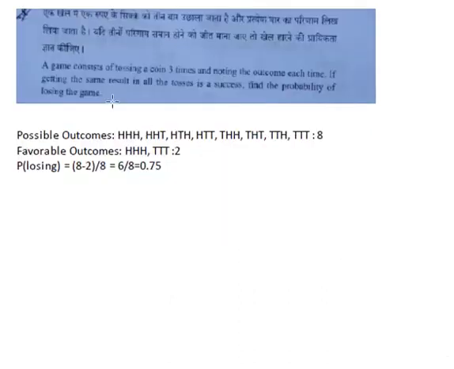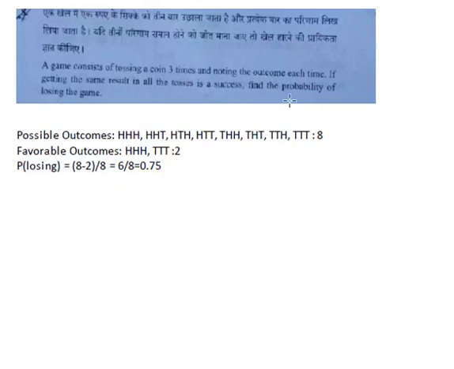In this question, we are given a coin which is tossed 3 times. We are noting the outcome. If we get the same outcome all 3 times, it is considered a success. We have to find the probability of losing this game. Now we know that the coin is tossed 3 times.